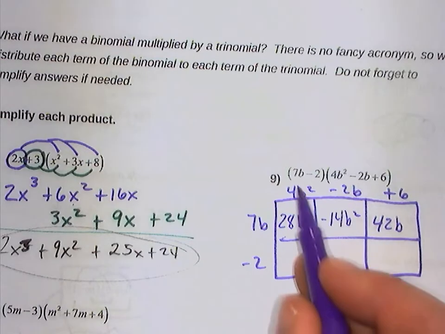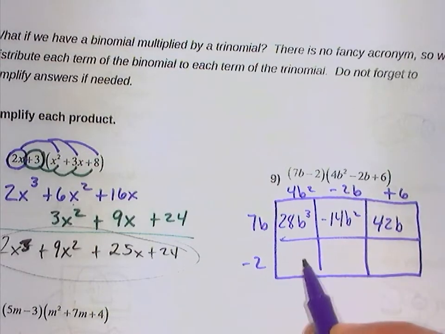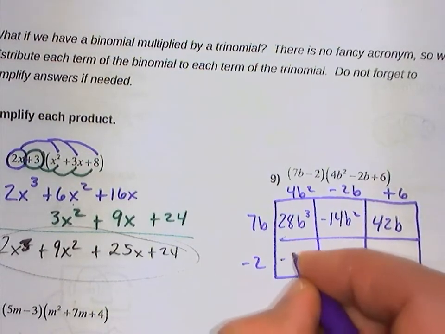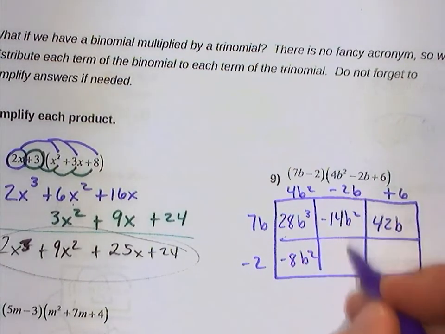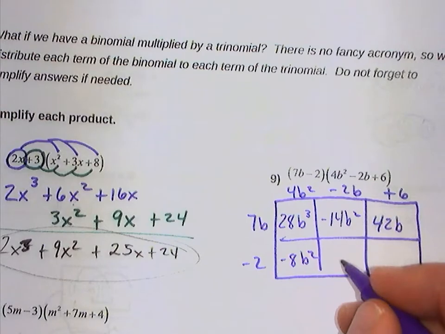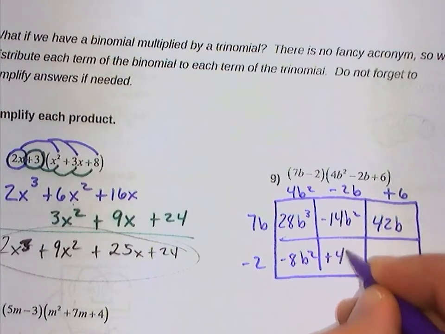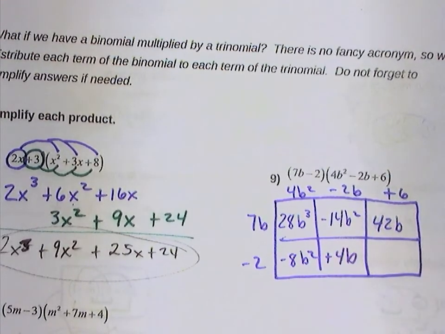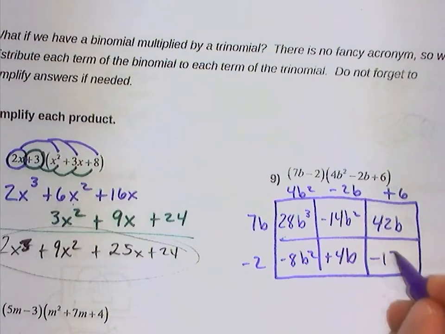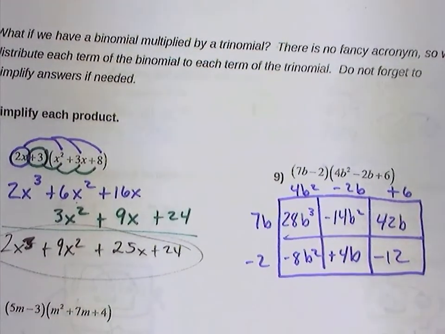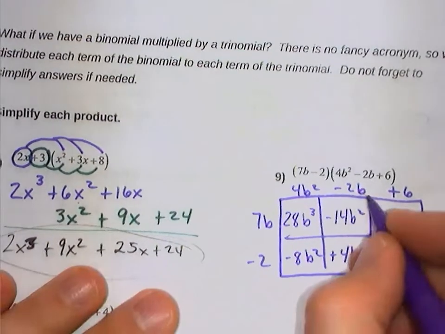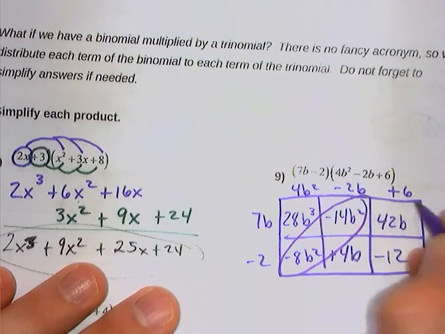And we do the bottom. 4b squared times negative 2, negative 8b squared. Negative 2b times negative 2, negative times a negative, that's a positive 4b. And negative 2 times 6 is negative 12. Okay. Now you got to add your like terms though, and in this case, your like terms are not above each other. Okay, they're actually diagonal of each other, right here and right here.